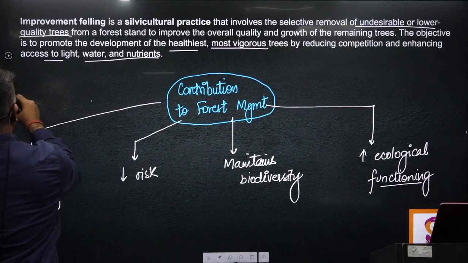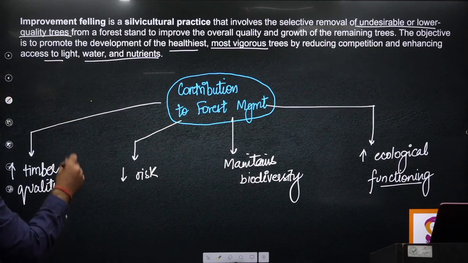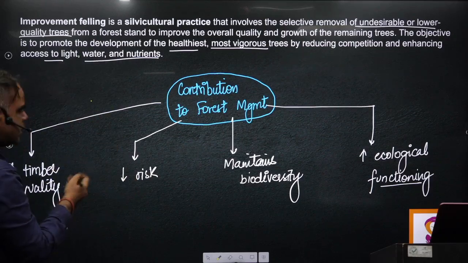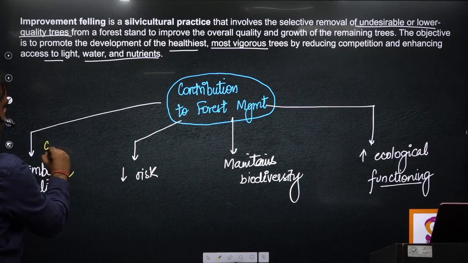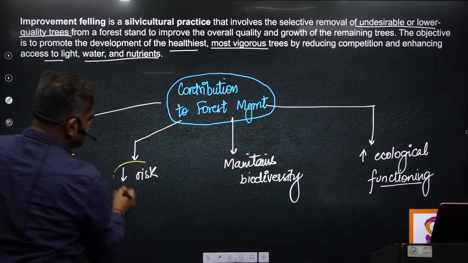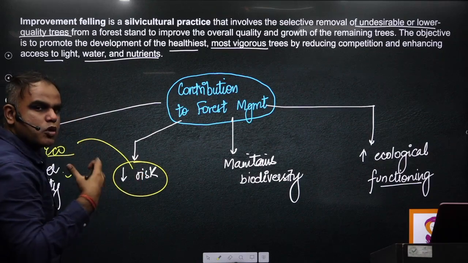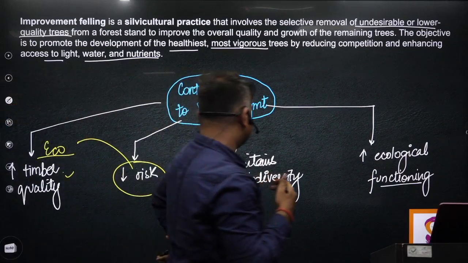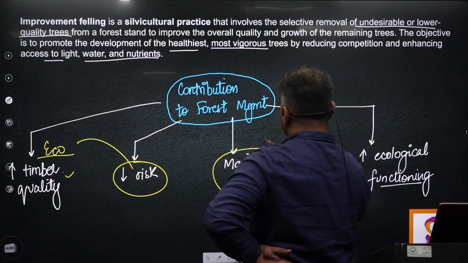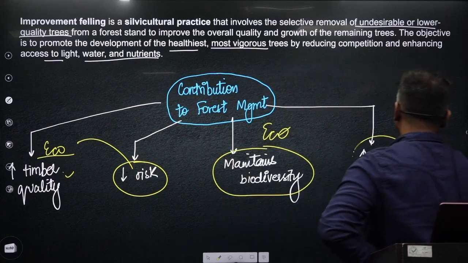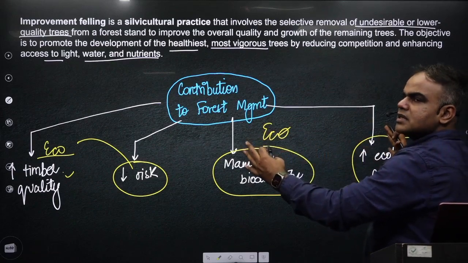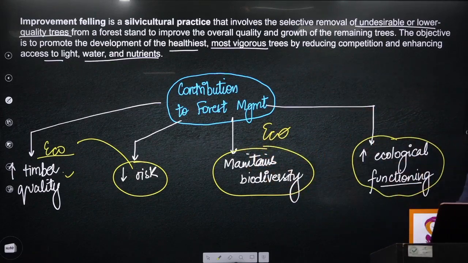Okay, that is going to happen here. Now what is the contribution to forest management? Better timber quality, this is the economic angle. Reduces the risk, this also can be linked to economic, so more viable production is there. Maintains biodiversity, the ecological viewpoint, increased ecological functioning. So all these are the ways in which it contributes to better forest management. So that is again something that we can talk about in this particular manner.